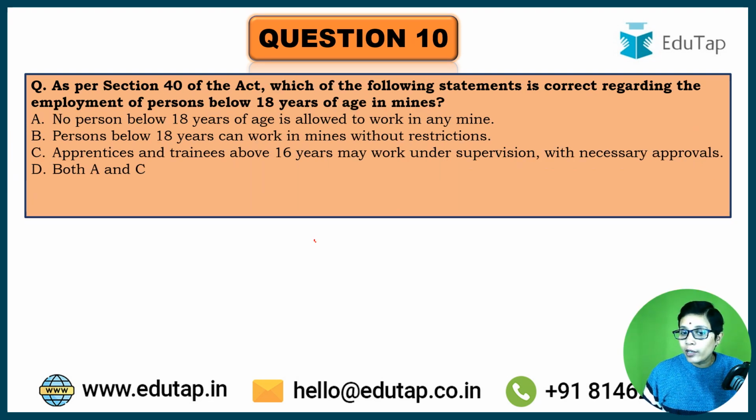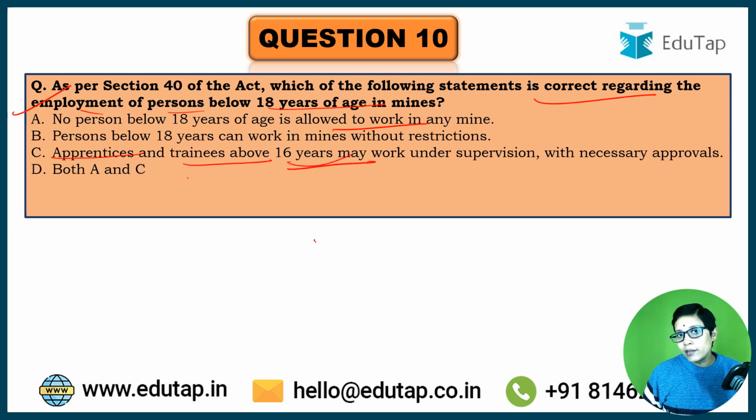As per Section 40 of the Mines Act, which of the following statements is correct regarding the employment of persons below 18 years of age in a mine? No person below 18 years of age is allowed to work at any time. That is very much true. We saw this earlier in Section 2 when the definitions came up. But one option is a catch here, and that is apprentices and trainees.